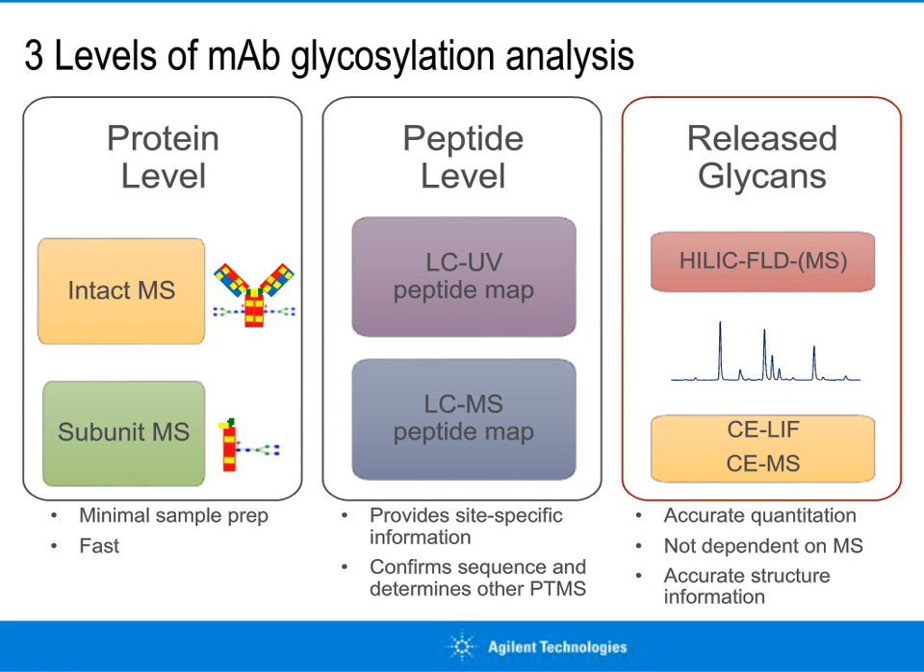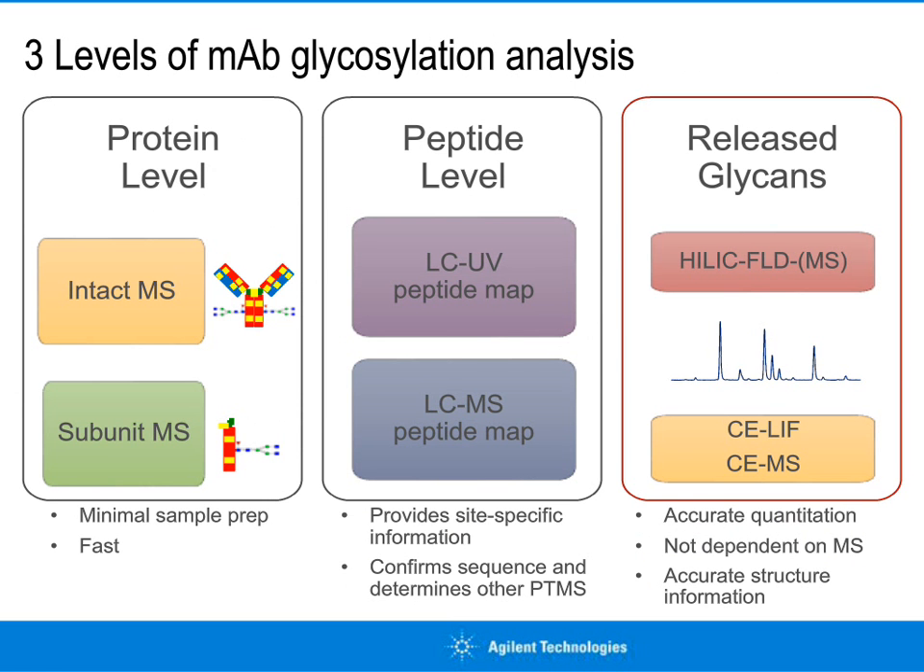approach. Some analysts also use an enzyme such as IdeS to digest the antibody into subunits that contain only one half of the Fc region, and therefore only one N-glycan. The second level of analysis is to determine the N-glycans at the glycopeptide level as part of the peptide map.